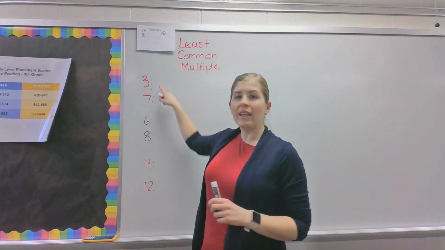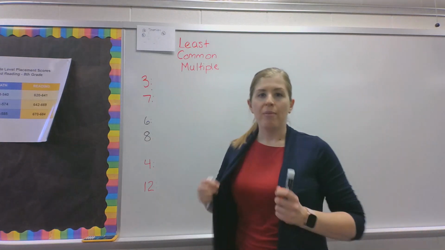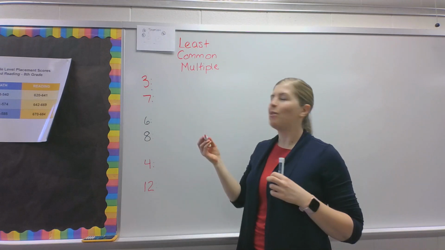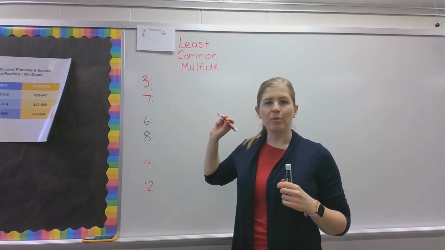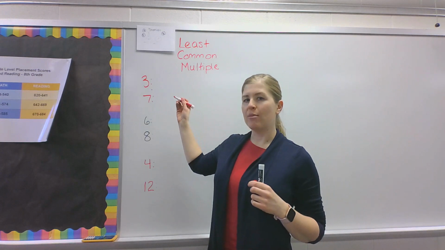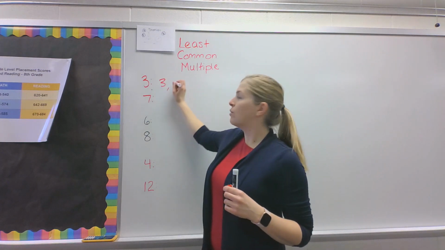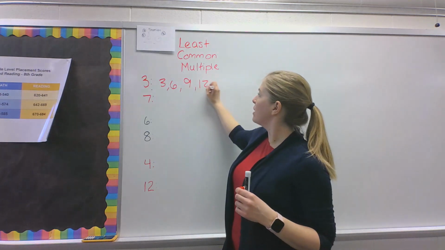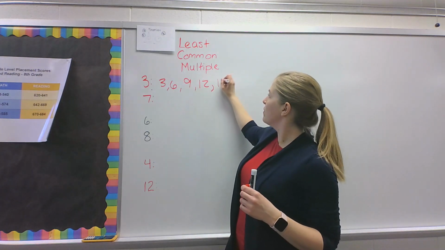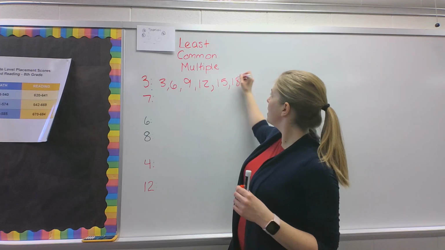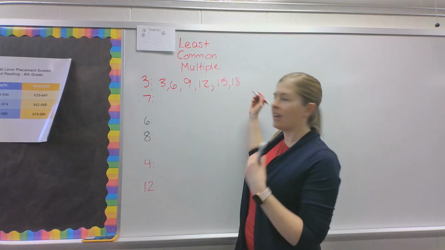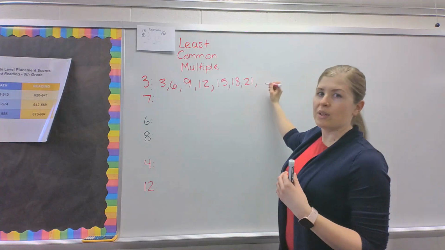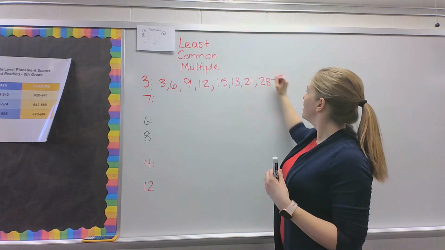We have 3 and 7, so we're going to try and find the number they both multiply into, the smallest, the least common multiple. So what are those multiples of 3? What is 3 times 1? 3 times 2? 3 times 3? 3 times 4? 3 times 5? 3 times 6? You see we go on and on and on. What's 3 times 7? 3 times 8?